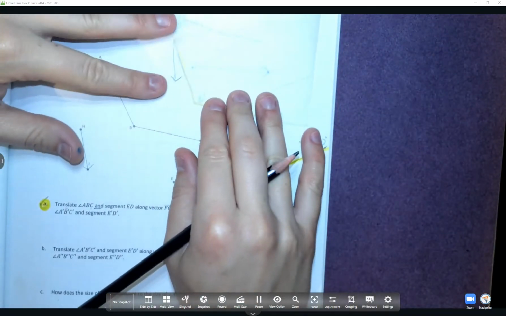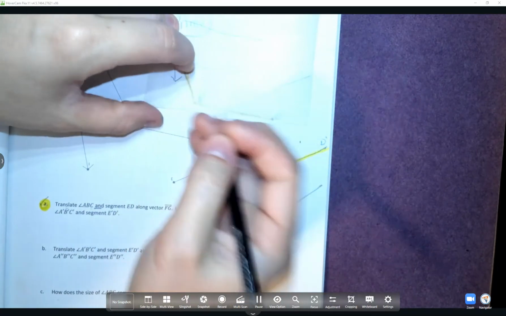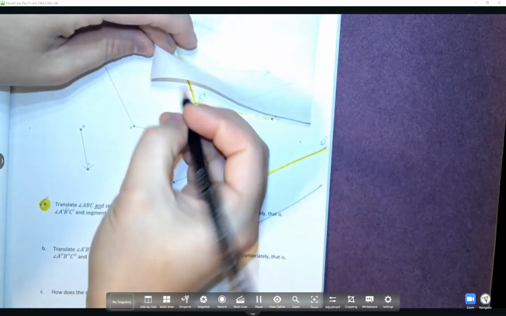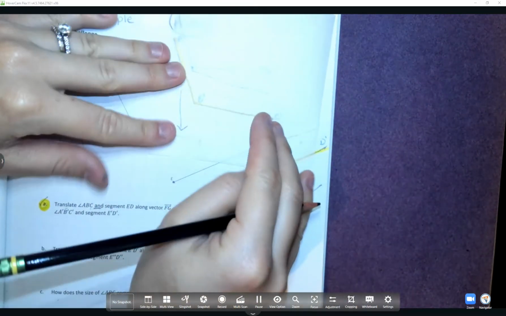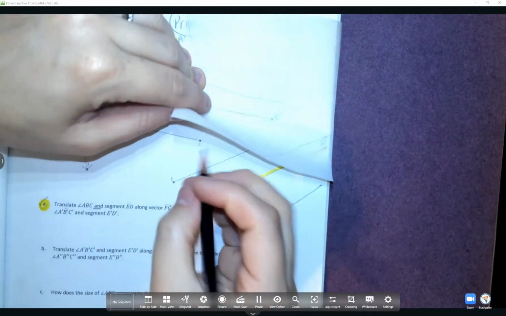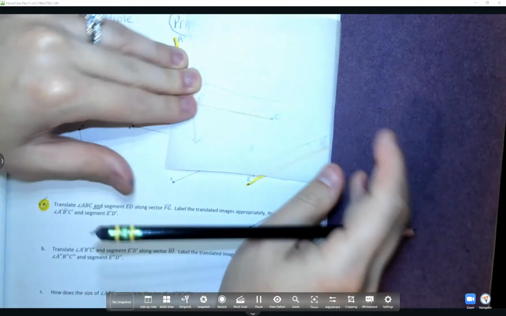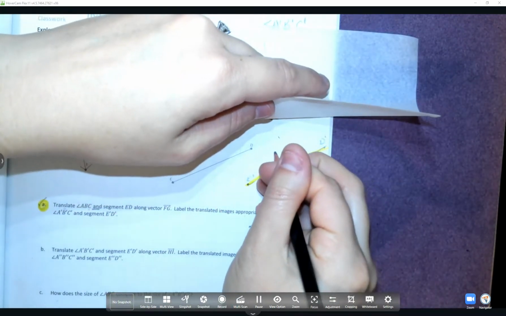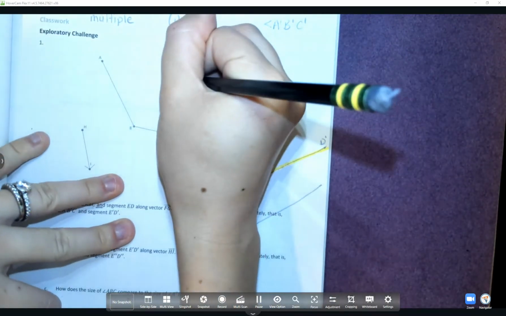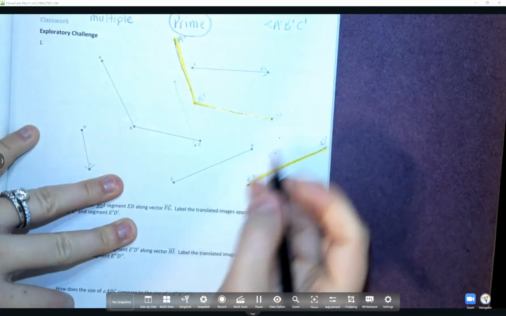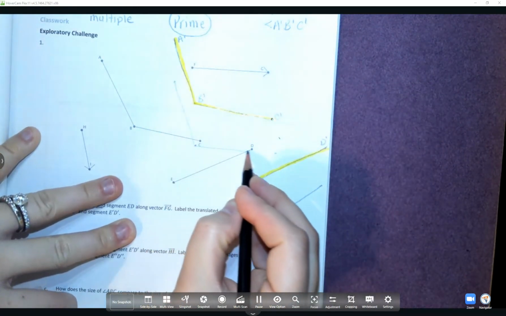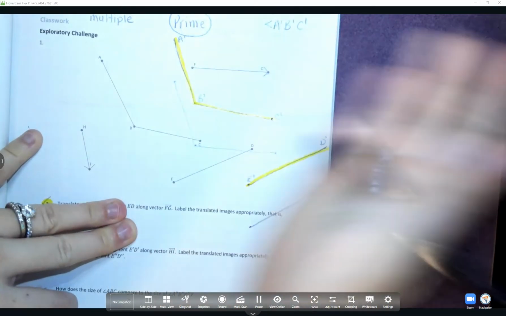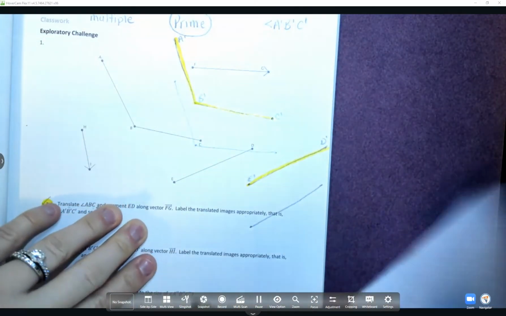But I can't forget about my angle. And you want to do each point. Again, it's not going to be perfect. Don't try to make it perfect. You'll drive yourself crazy. Another thing you can use is if you have a Ziploc bag and dry erase markers at home, that works as well.